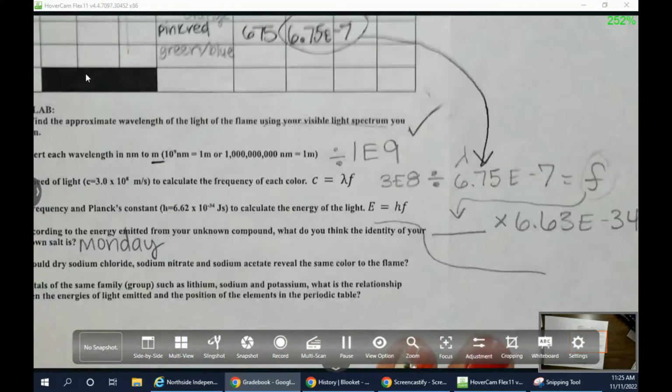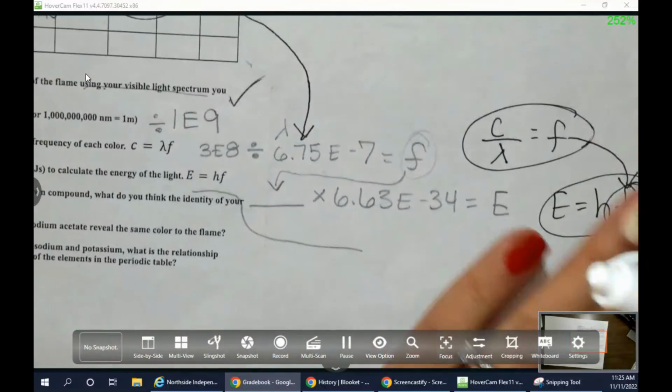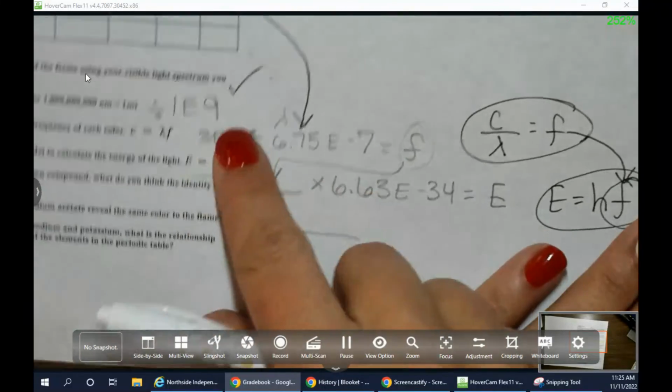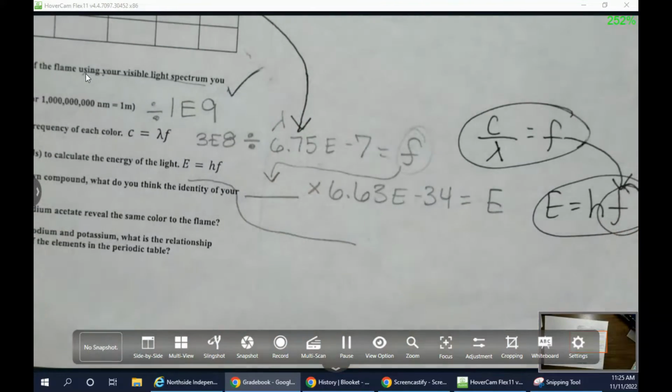So I am just showing this setup. That's all that I'm doing. I did my speed of light divided by my wavelength. So that is to get your frequency.